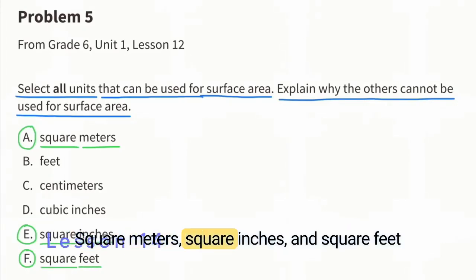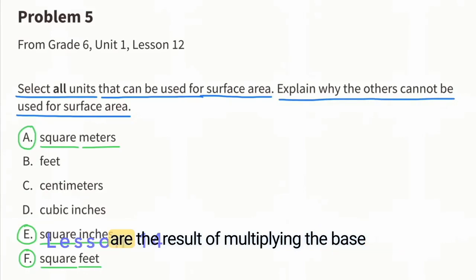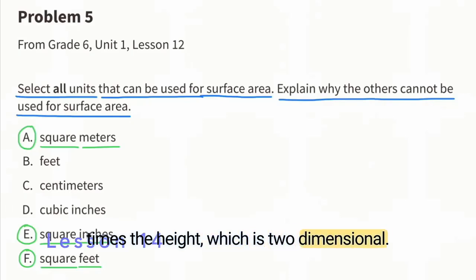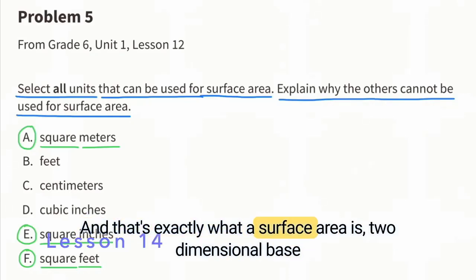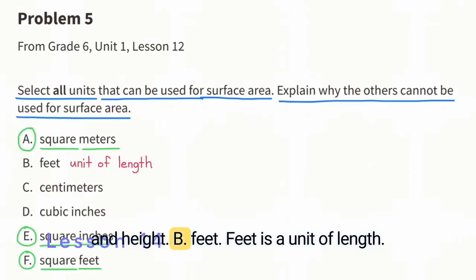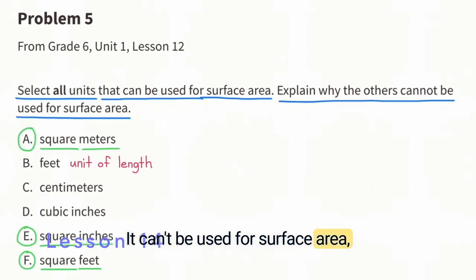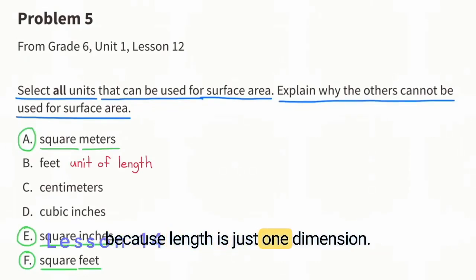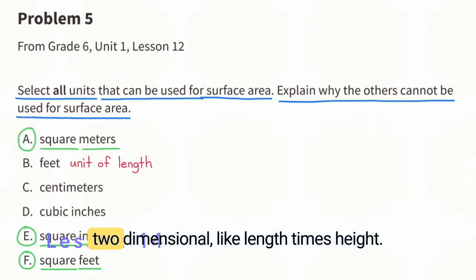Square meters, square inches, and square feet are the result of multiplying the base times the height, which is two-dimensional, and that's exactly what a surface area is, two-dimensional, base and height. B, feet. Feet is a unit of length that can't be used for surface area because length is just one dimension, and remember it has to be two-dimensional, like length times height.